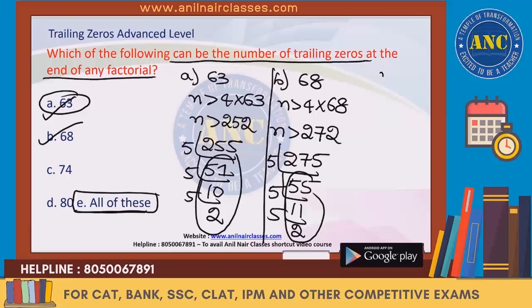Very, very important learning for today: n is greater than 4x. Very, very important learning. N is greater than 4x. Idea clear, right? Next one.